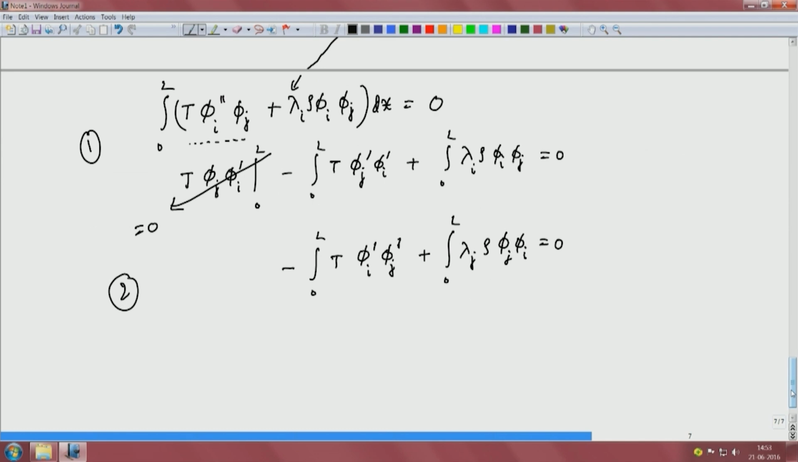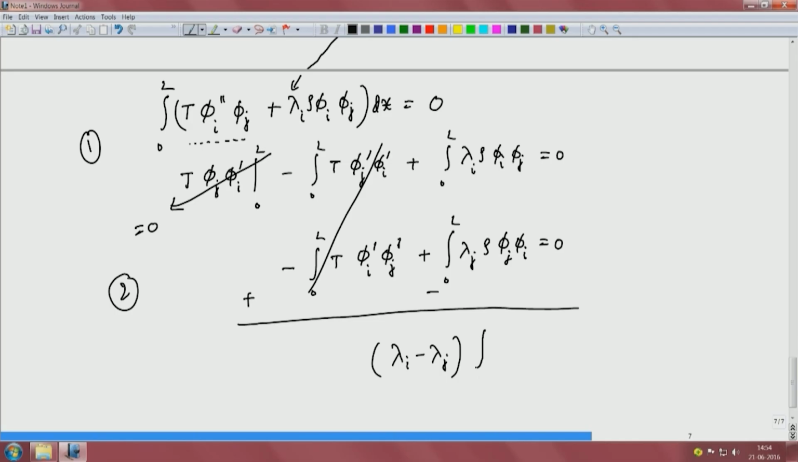So, now if I subtract one from the other, what I get, this is plus minus. So, these two things are the same, they cancel. And what I get here is lambda i minus lambda j into the integral from 0 to L of rho phi i phi j dx. I forgot dx here.